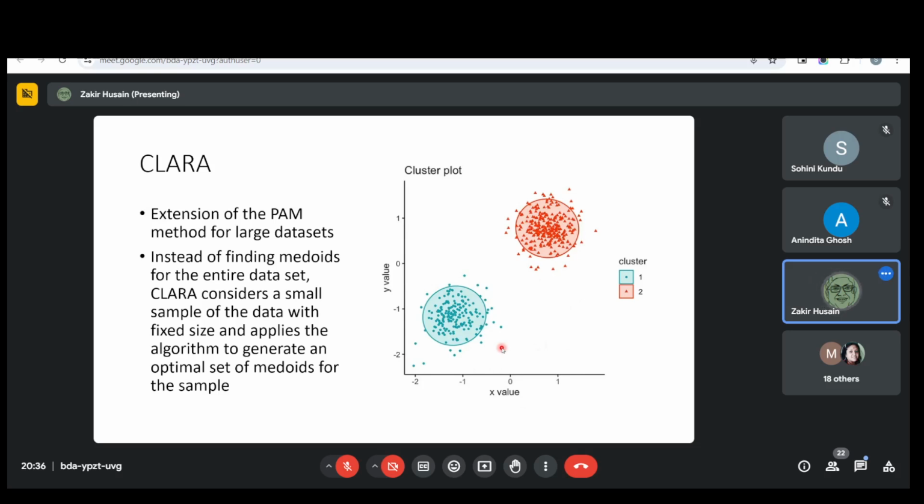The medoid approach is extended if you want to go for Clara. Instead of finding medoids for the entire data set, what Clara does is take small subsets of data and identify the medoids there. So you start off with a huge number of medoids. Then it tries reducing the number of medoids, so the number of clusters is reduced so that you're maximizing the difference between clusters.